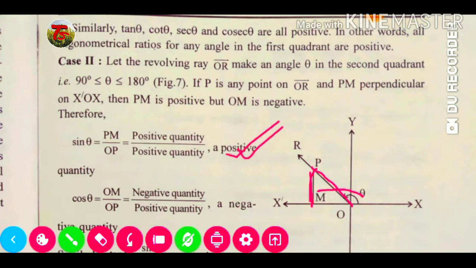Now see cos theta. Cos theta will be OM divided by OP. So OM is negative and OP is positive. So negative divided by positive will be negative. So in the second quadrant, cos theta value will be negative.